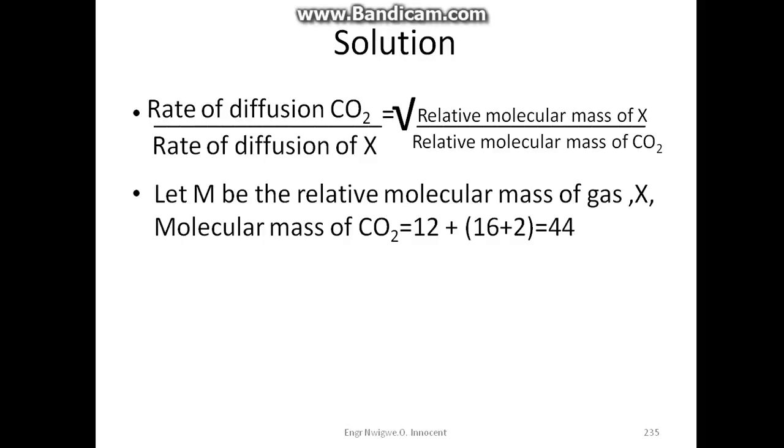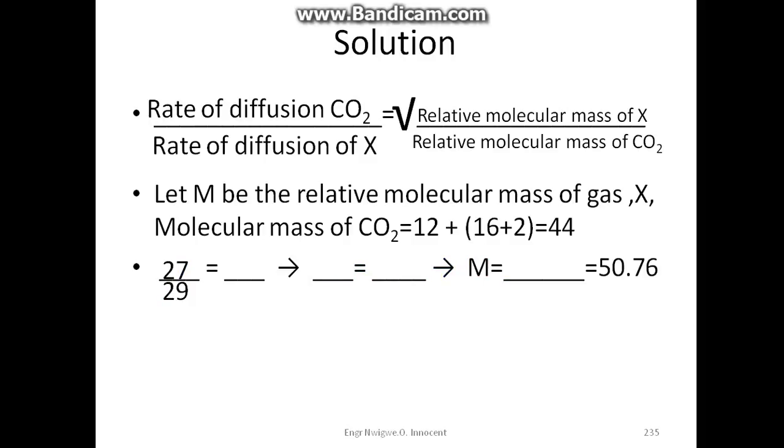Molar mass of carbon(IV) oxide is equal to 12 for carbon plus 16 times 2 for oxygen, which gives us 44. 27, the rate of diffusion of carbon(IV) oxide, divided by 29, the rate of diffusion of S, is equal to the square root of the relative molar mass of carbon(IV) oxide, which is 44, divided by M. Therefore, 27 squared divided by 29 squared is equal to 44 over M.